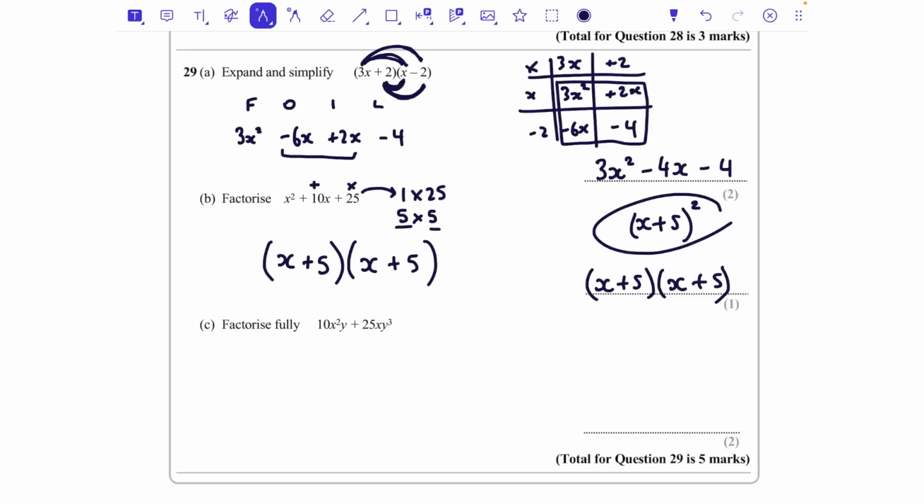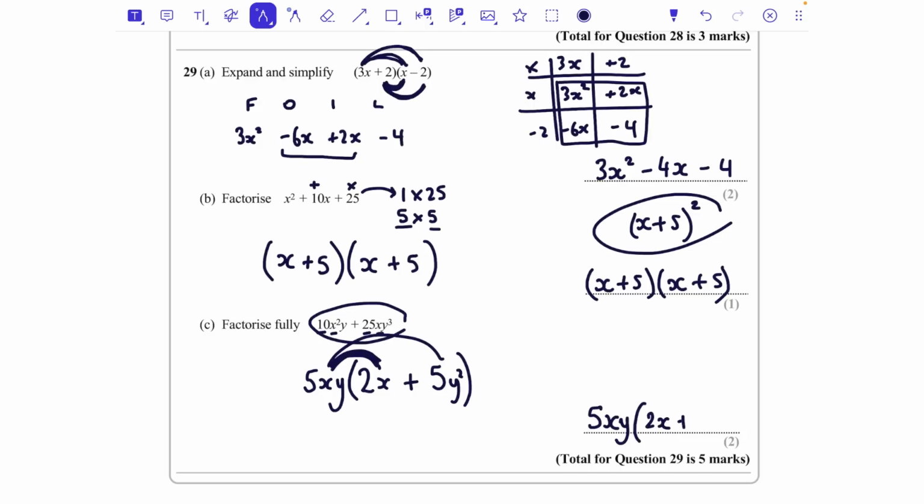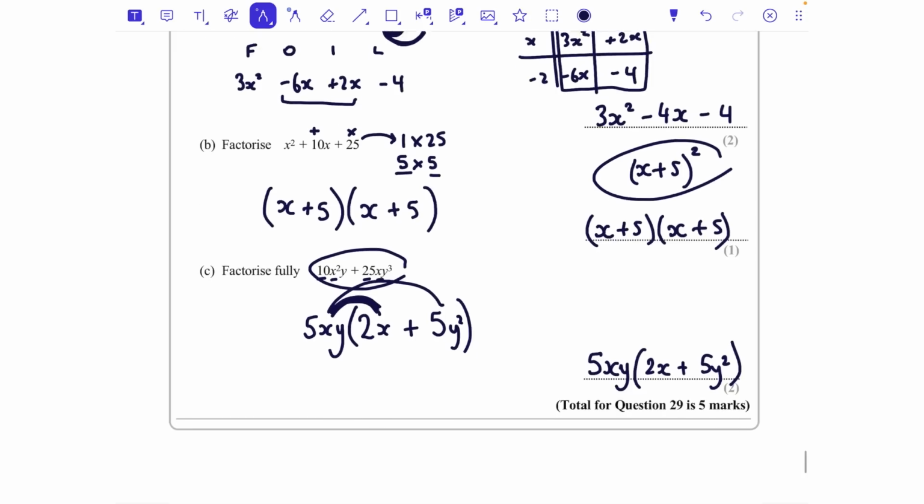Part C, factorise fully. Now this one is going to go into one bracket, and that's because they have things in common. So they're both in the 5 times table. They both have an x and they both have a y. What would I need to multiply 5xy by to get 10x squared y? Well, it would be a 2 and an x. Add, and then 25xy squared, I'm going to need to multiply by 5. I've already got the x, but I do need y squared more. And then if you did this times this and this times this, you would get what we've got up here. So we're working backwards there. 5xy on the outside, 2x add 5y squared inside the bracket.